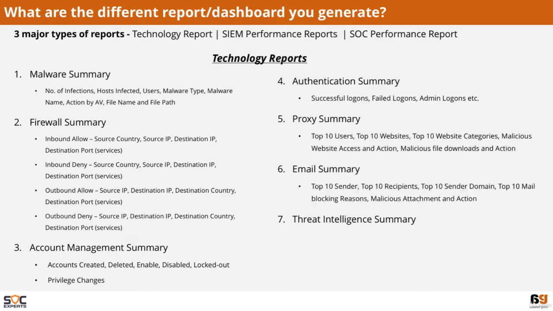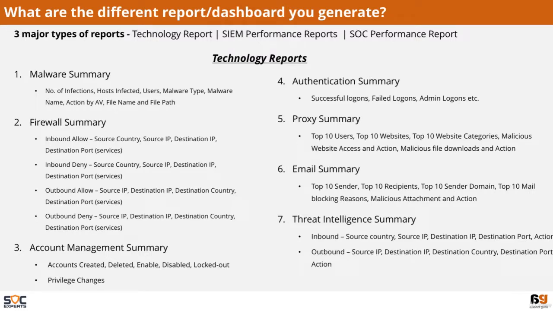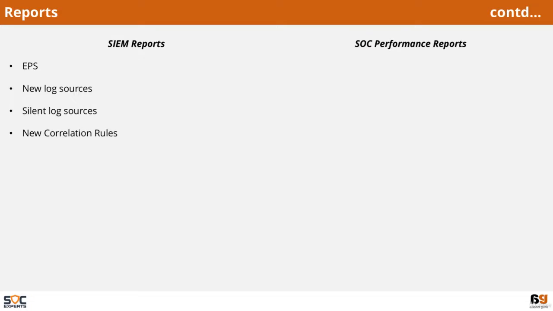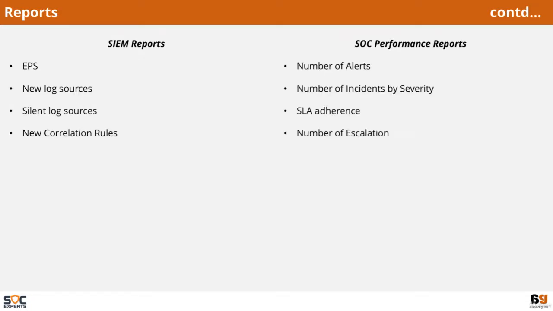Similarly, we highlight each of these things in each of the technology reports. Please take a look at it. Following that, there will be SIM reports wherein we include things like EPS, that is events per second, new log sources that have been identified, silent log sources which are not reporting logs, and new correlation rules that have been written. SOC performance report will include things like number of alerts, number of incidents by severity, SLA adherence, number of escalations.